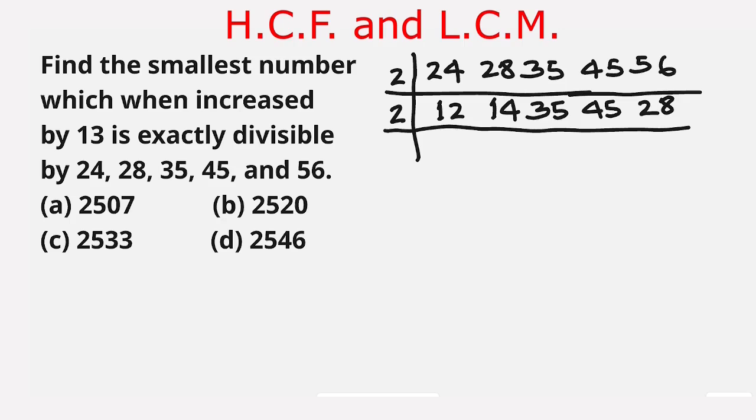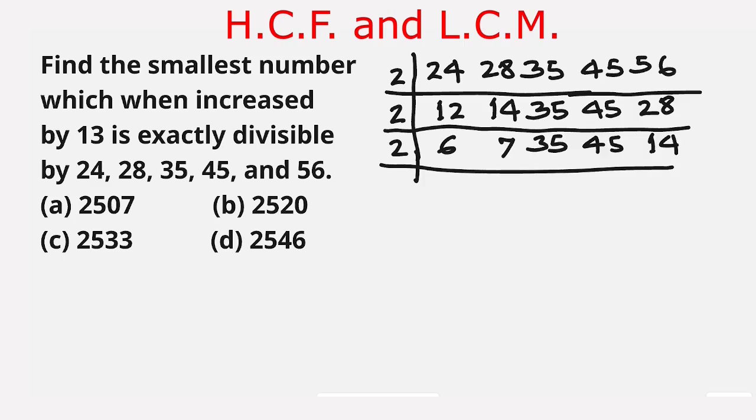We again divide it by 2. 2 divides 12 for 6 times, 14 for 7 times. We write 35 as it is, we write 45 as it is, and 2 divides 28 for 14 times. We again divide it by 2. 2 divides 6 for 3 times. We write 7 as it is, we write 35 as it is, we write 45 as it is, and 2 divides 14 for 7 times.